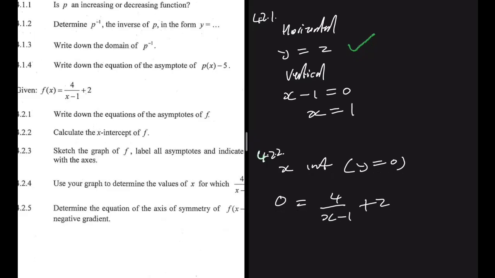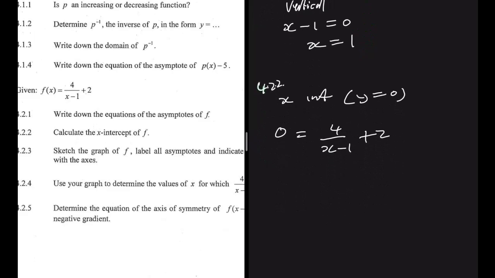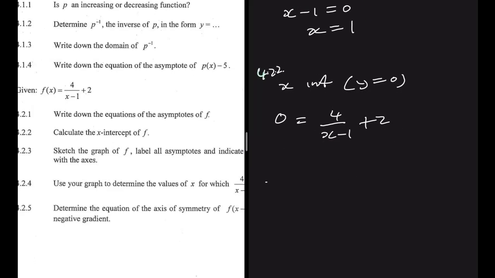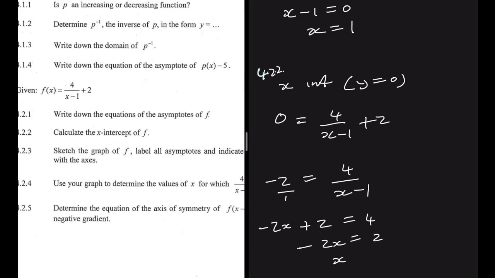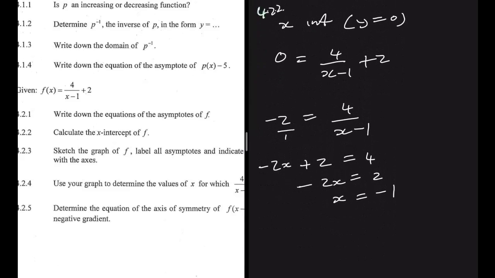What we want to do when we have something like this is to subtract 2 from both sides, right? To get minus 2 is equal to 4 divided by x minus 1. And then if we cross multiply, we're going to get minus 2x plus 2 is equal to 4. Minus 2x will be equal to 2, and then x will be equal to minus 1. So the coordinate for our x-intercept is minus 1 and 0, right?